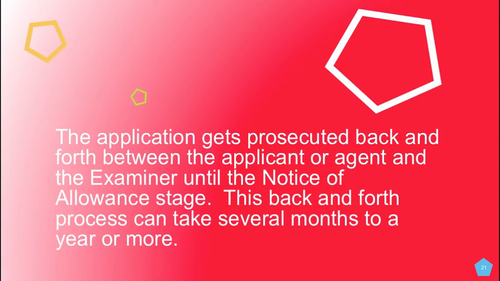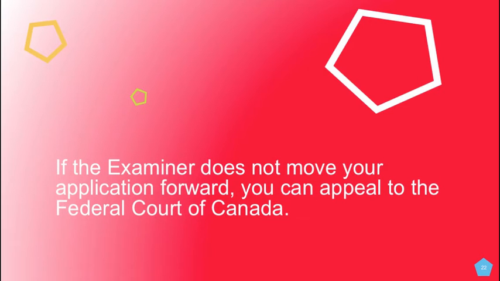The application gets prosecuted back and forth between the applicant or agent and the examiner until the notice of allowance stage. This back and forth process can take several months to a year or more. If the examiner does not move your application forward, you can appeal to the Federal Court of Canada.